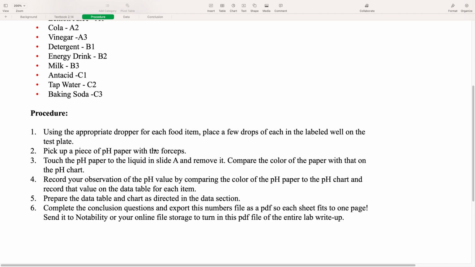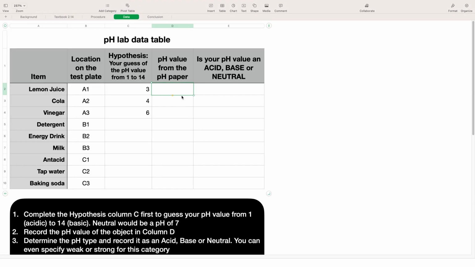So the data table is already there. You're adding that, and you're going to make a chart. You're going to make a bar chart. And you're going to complete the conclusion questions, and then you're going to export this when it's all done and save it as a PDF file. So back over here to the data. You're going to write in some numbers. I'm just going to type in some random numbers just to show you what it looks like.